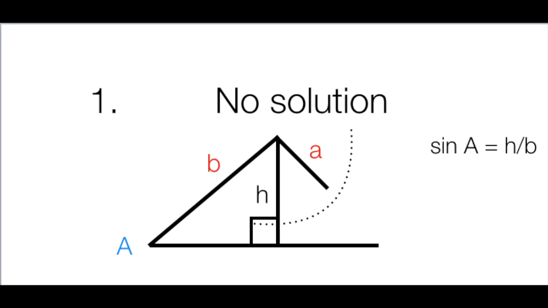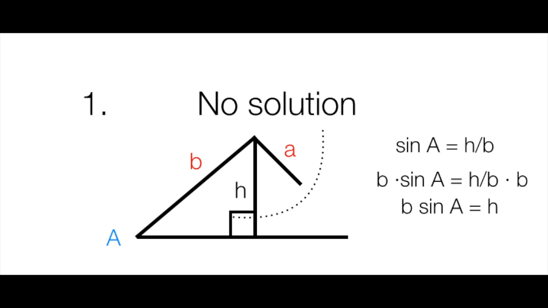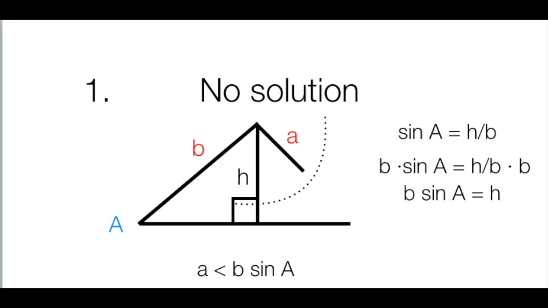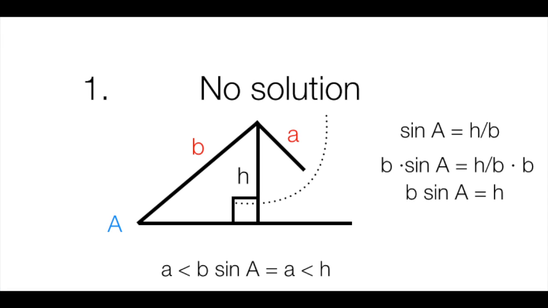Then we can use the sine of angle A to calculate the length of the height. As the height is opposite angle A, and we already have the length of the hypotenuse, sine of A is the height over b. If we multiply both sides by b, then b sine A equals the height. Therefore, a is less than b sine A becomes a is less than h.